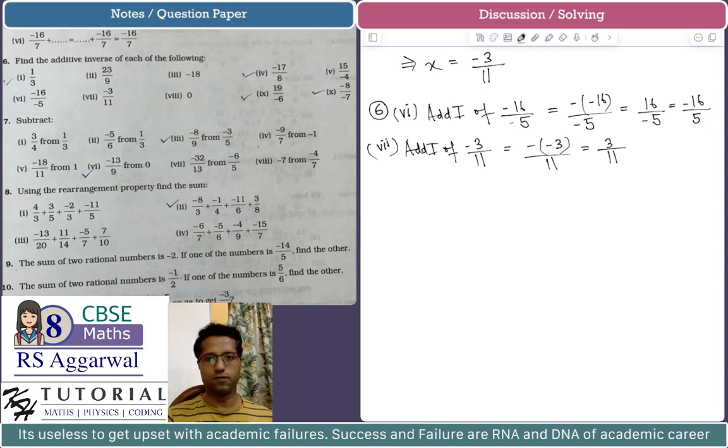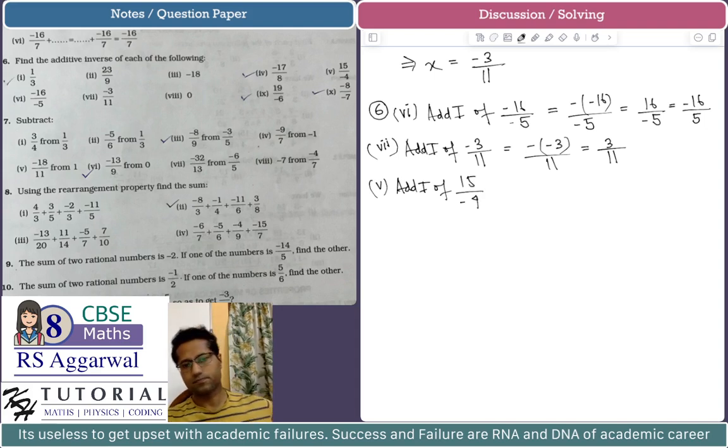Okay, let's do 15 by minus 4. Additive inverse of 15 by minus 4. I am straight away applying the concept of additive inverse of a rational number. That is, given a rational number p by q, the additive inverse will be minus p by q. So this will be minus 15 by minus 4. I just made the numerator negative.